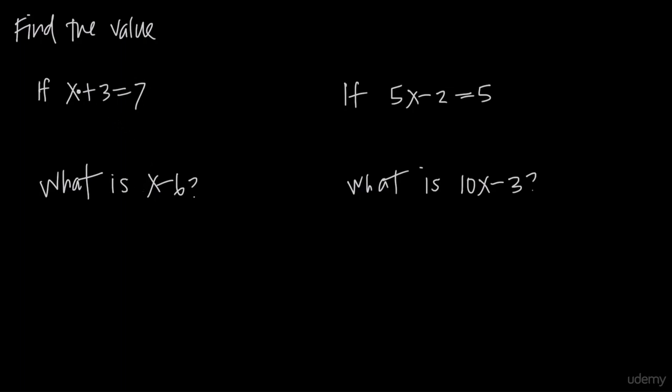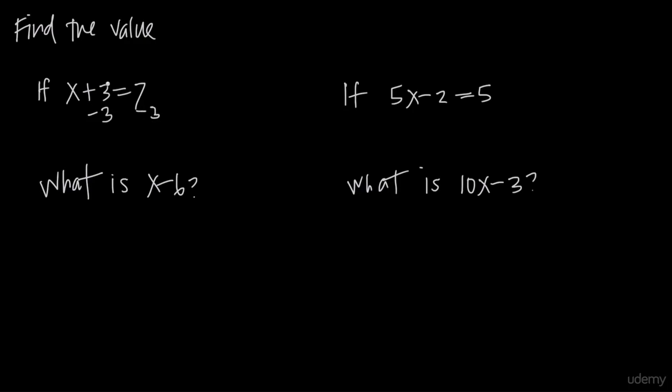So we always have to start with this first equation, or this first step, and we want to solve it for x. And really, this is going to turn into a substitution problem. So we're going to solve this equation for x. We have x plus 3 equals 7. What we need to do is subtract 3 from both sides.